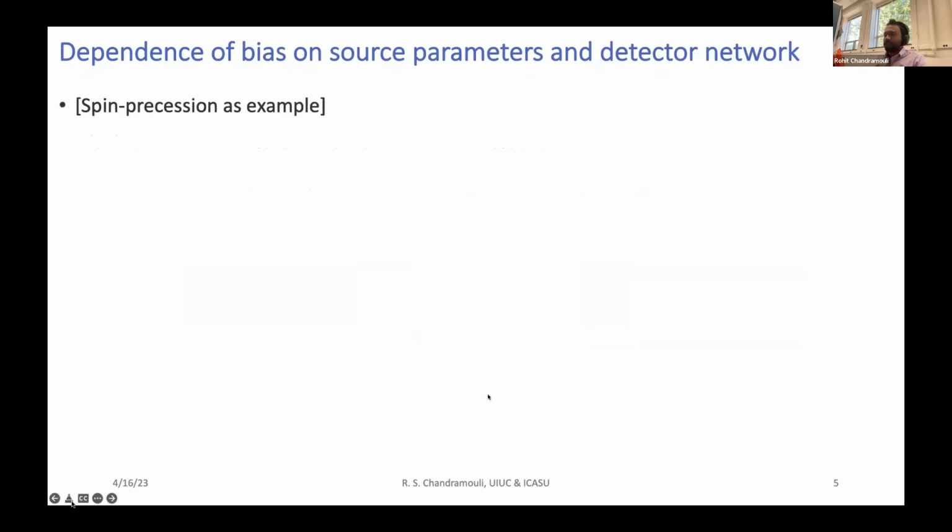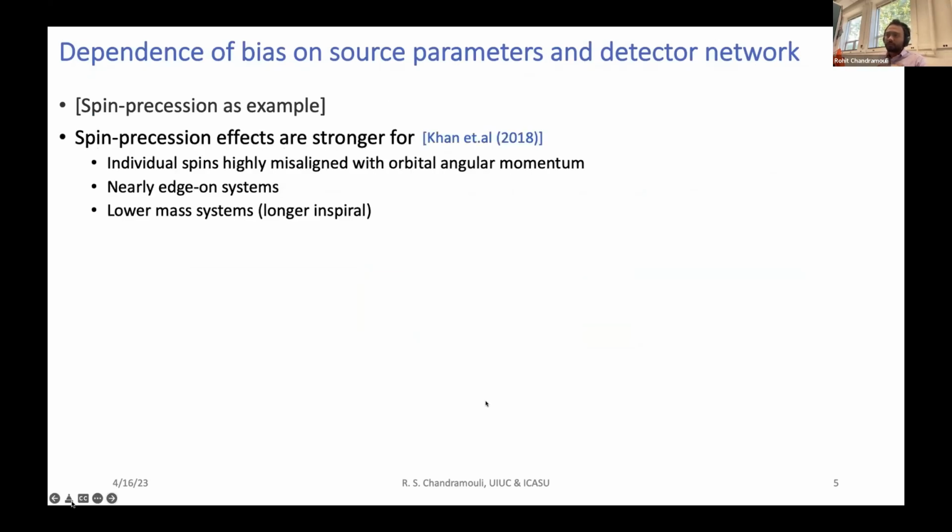So I'm going to use spin precession as an example here. We know that spin precession effects are stronger for systems where the individual spins of your binary are highly misaligned with the orbital angular momentum. It is also enhanced for edge-on systems. And if your system has a lower mass compared to one with a higher mass, you're going to see a longer inspiral, which allows for greater precession cycles. So spin precession effects are going to be more significant for lower mass systems compared to higher mass systems. So these are all things that we know, and we're going to leverage this in our systematic study.